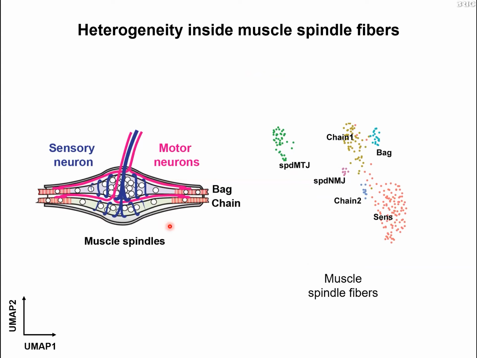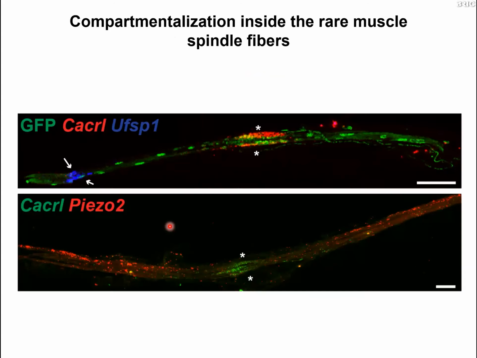So to show you a couple of examples, on the top image, a gene called CACRL is expressed only from the middle part of this isolated spindle fiber, and at the same time, UFSP1, which is a marker of muscle spindle NMJ, is expressed as a distinct foci on the lateral side of the muscle spindle fiber.